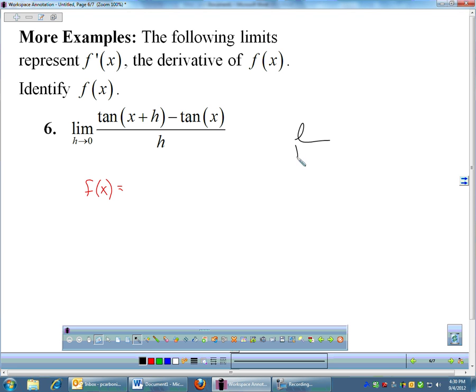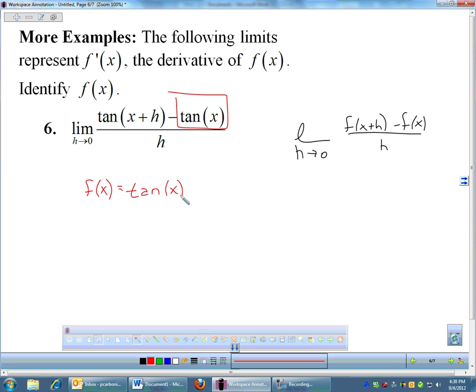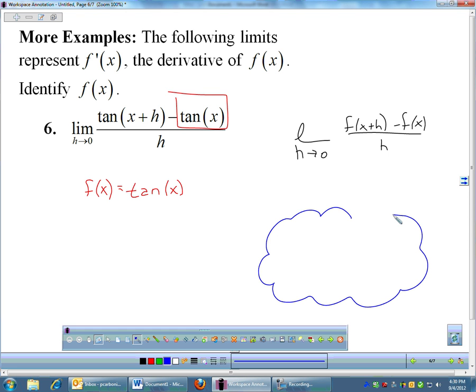This is clearly the limit as h is approaching 0 of f of x plus h minus f of x all over h. And if you're not plugging in numbers for h, it is painfully easy. I see tangent x plus h minus tangent x. There's my function. So this limit actually represents the derivative of tangent x, and at some point in your life, you will know, and this is one we're going to memorize, but you'll just know that the derivative of tangent is secant squared.